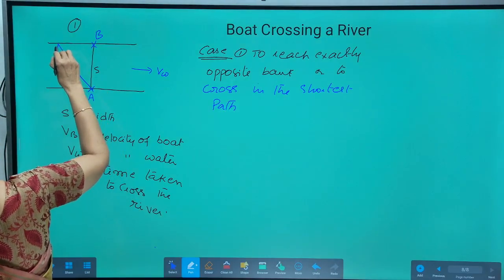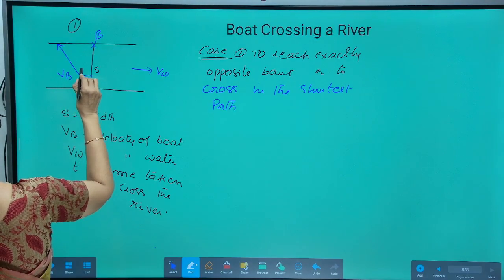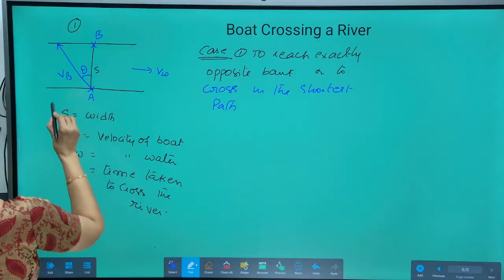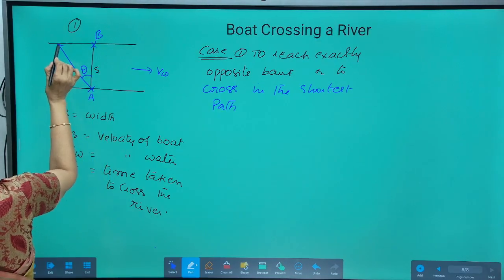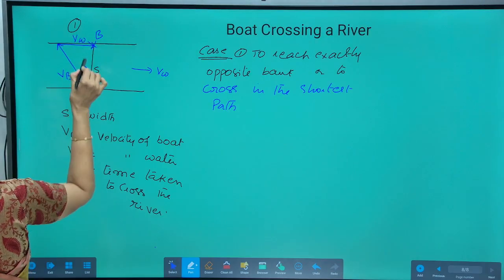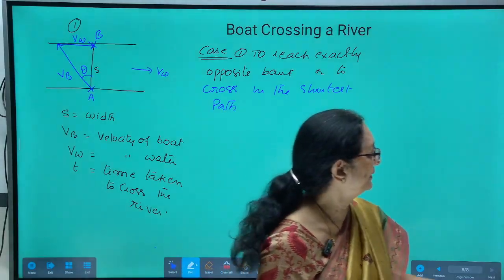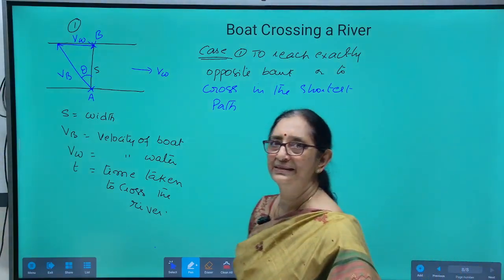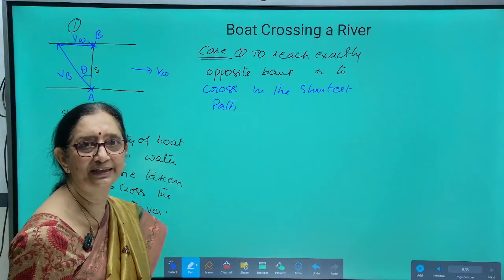So, this is the velocity of the boat, and this is the angle at which the boat is rowed. And actually, if water is not flowing, the boat reaches this point. But because of water velocity VW, the boat exactly reaches the point B. So, here the person wants to reach exactly the opposite bank.